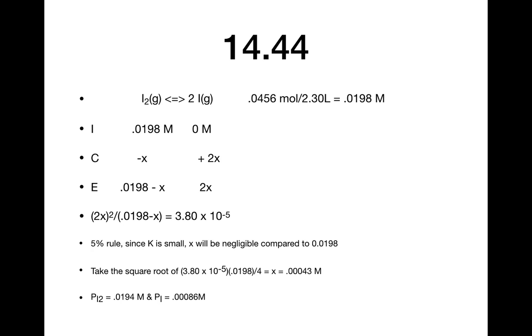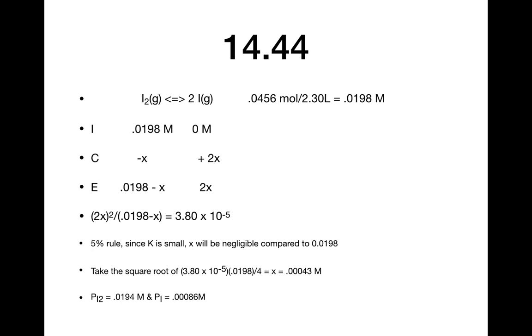So if x is small, then potentially it could be negligible compared to 0.0198. Now by negligible, we mean less than 5%. So what we can do is say that 0.0198 minus x is basically the same as 0.0198. So we're actually just dropping the minus x out of the term 0.0198 minus x. If we do that, this becomes a much simpler problem because then all we have to do is multiply both sides by 0.0198 and then divide both sides by 4 and then take the square root.